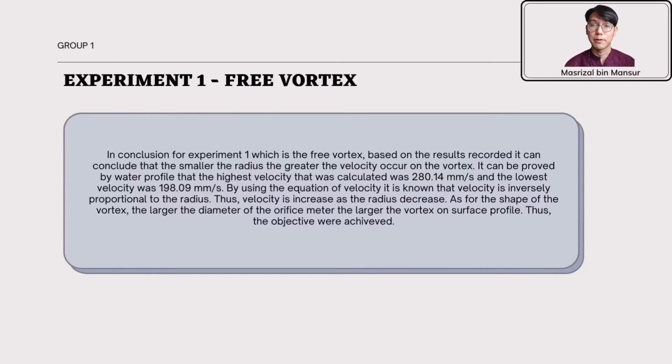In conclusion, for experiment 1, which is the free vortex, based on the results recorded, it can be concluded that the smaller the radius, the greater the velocity on the vortex. It can be proved by the water profile that the highest velocity calculated was 280.14 mm per second and the lowest velocity was 198.09 mm per second. By using the equation of velocity, it is known that velocity is inversely proportional to the radius. Thus, velocity increases as the radius decreases. As for the shape of the vortex, the larger the diameter of the orifice meter, the larger the vortex on the surface profile. Thus, the objective was achieved in experiment 1.